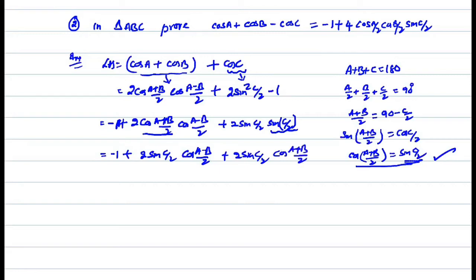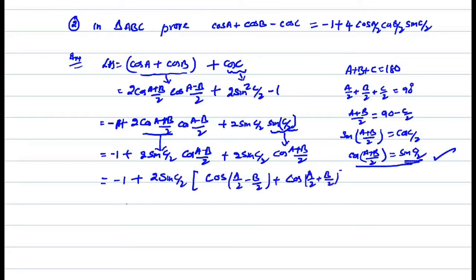A plus b by 2 is 2c by 2. C by 2 to a plus b by 2. This is the transformation required here. Simple problem. This is minus 1 plus, if you take 2 sin c by 2 common, you can observe this. Cos of a minus b by 2 can be written as a by 2 minus b by 2 for convenience sake. And then plus cos of a plus b by 2 can be written as a by 2 plus b by 2.